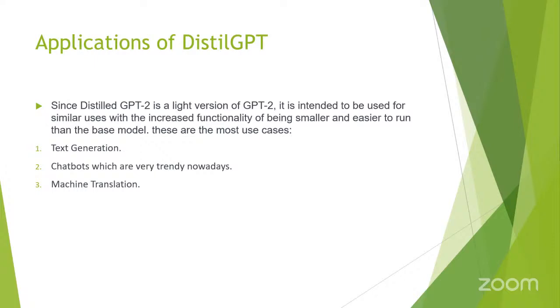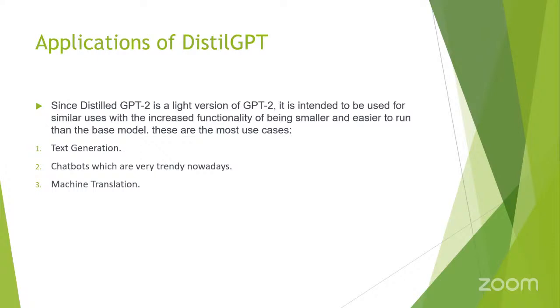The first is text generation. We want to use it for some text generation. We can give one point, and from that one point we can generate multiple texts related to a particular topic. We can use it for chatbots, which are very trendy nowadays. We can take a Hugging Face API key and build a chatbot for a particular purpose. Whatever the purpose you want, you can use it.